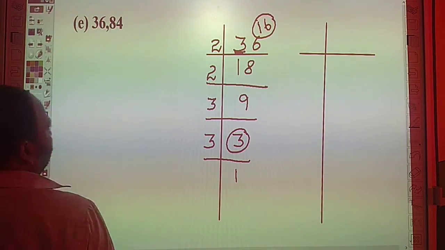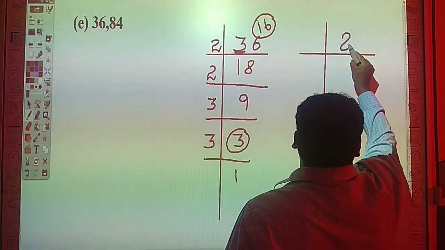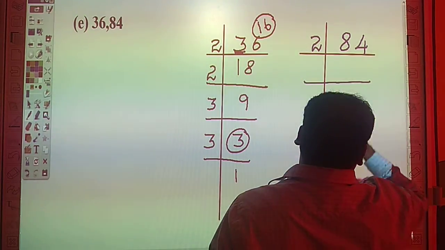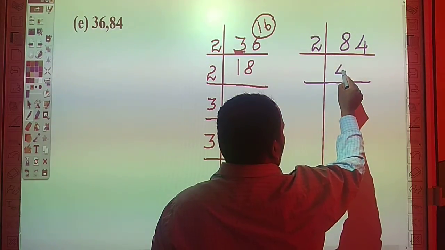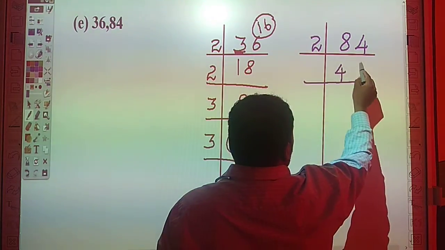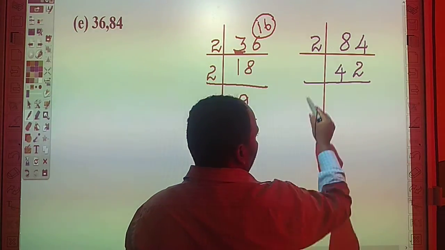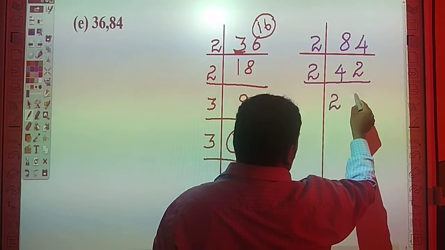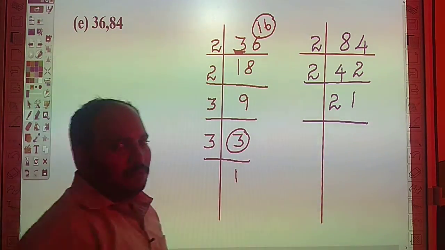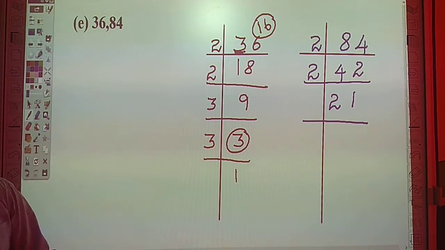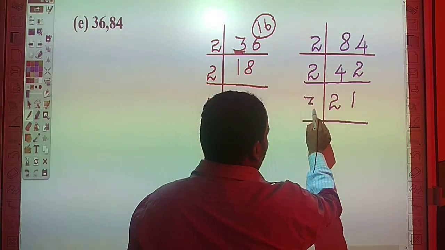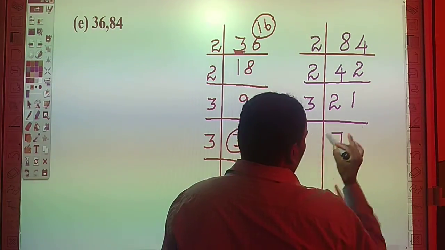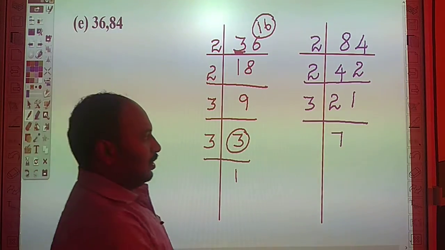Next we go to 84. We take the second table because last digit is 4. 4 2s are 8. Next one, 2 2s are 4. Again, take 2. 1 2 is 2. Our number is 21. 21 is not divisible by 2. So we go to another prime 3. 7 3s are 21.